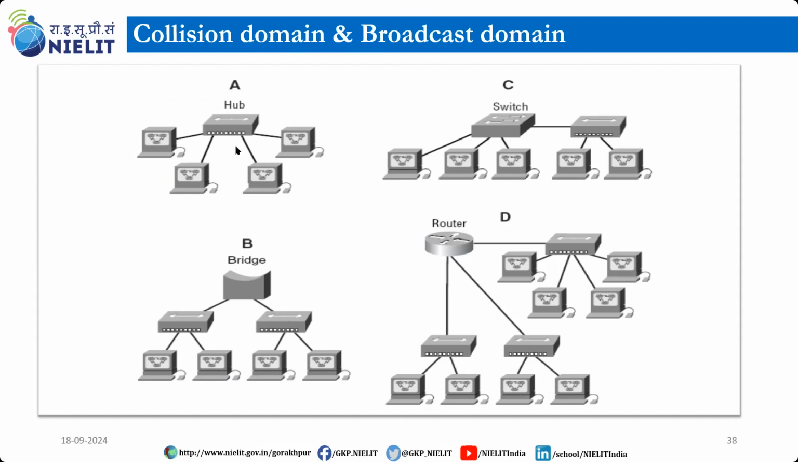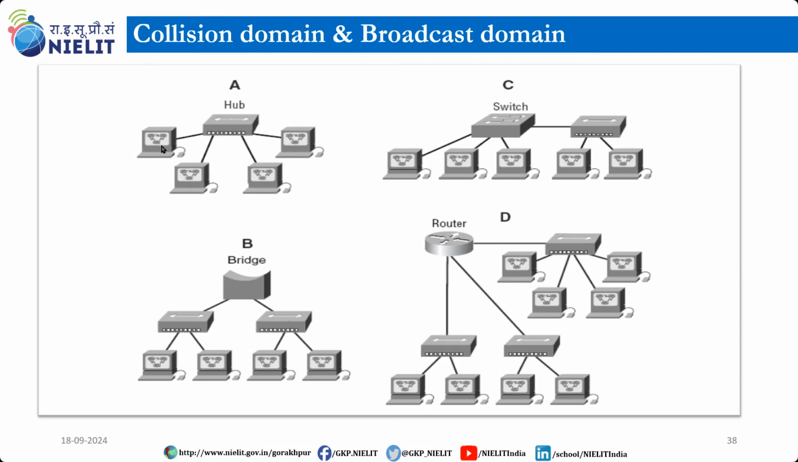And what will happen if all these PCs try to transmit data in parallel? There will be a collision inside the hub. Only one PC will be allowed to transmit the data. And there is one more problem with the hub. This broadcast problem is there, but a broadcast message is meant for one to all. It is not a problem, but what is the problem?